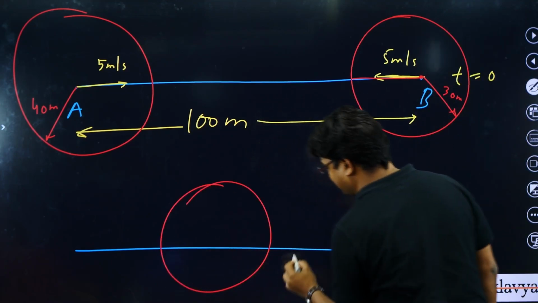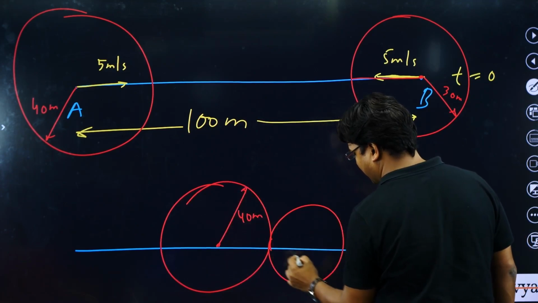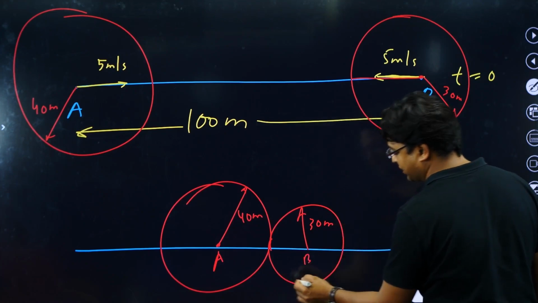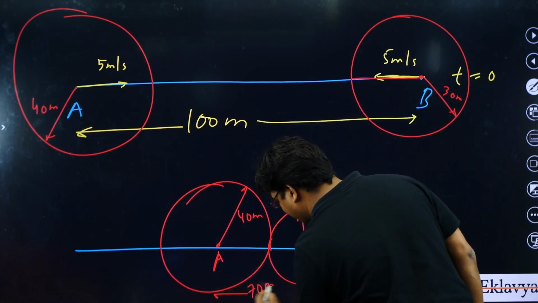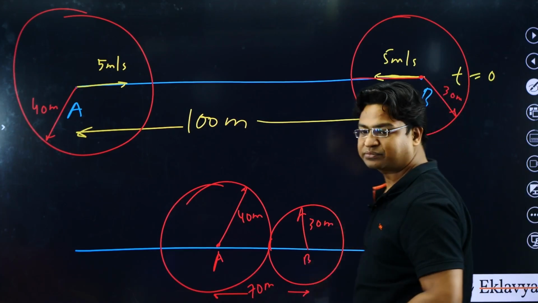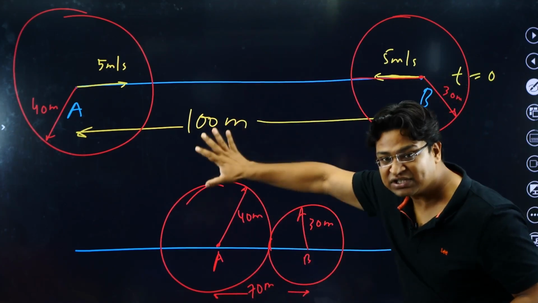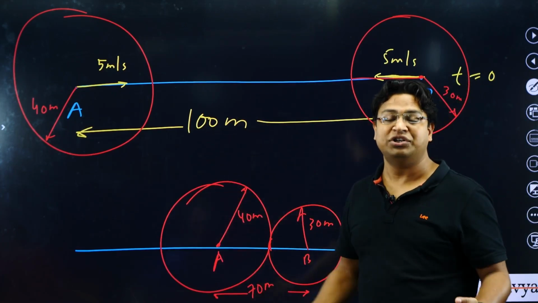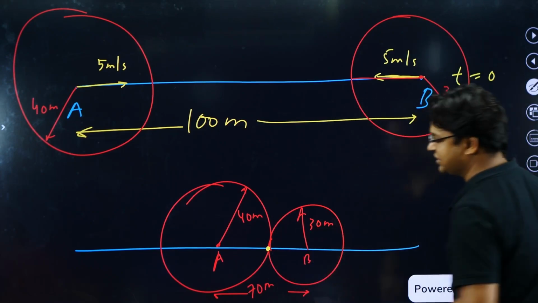Let's say this is one circle, and this is another circle. The radius of this would be 40 meter and the radius of this would be 30 meter. Right now the distance between the centers of the circles, that is particles A and B, would be 70 meter. The distance was initially 100. It is decreasing, and when this distance first becomes 70, at that point C comes into existence. So at this very moment C is existing here. This is the point C.